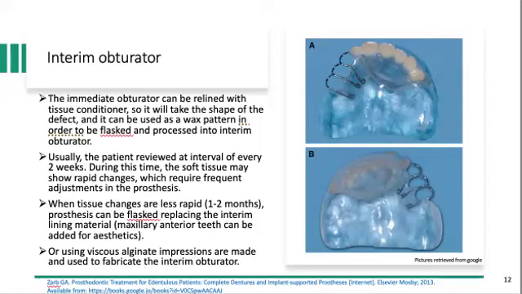And when tissue changes are less rapid, 1 or 2 months after the surgery, the prosthesis can be flasked, replacing the interim lining material. And in this stage, the maxillary anterior teeth can be added for aesthetics. Another way of fabricating the interim obturator, without the use of the immediate obturator, is by simply using a viscous alginate impression and fabricating it using heat-cured acrylic.